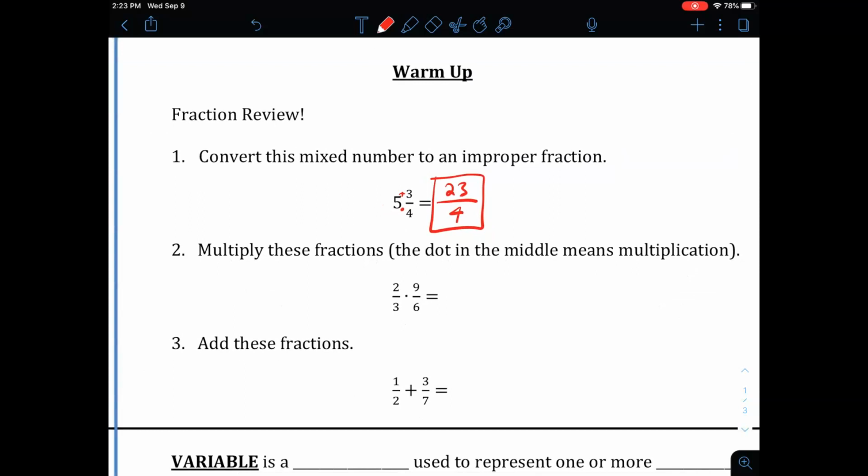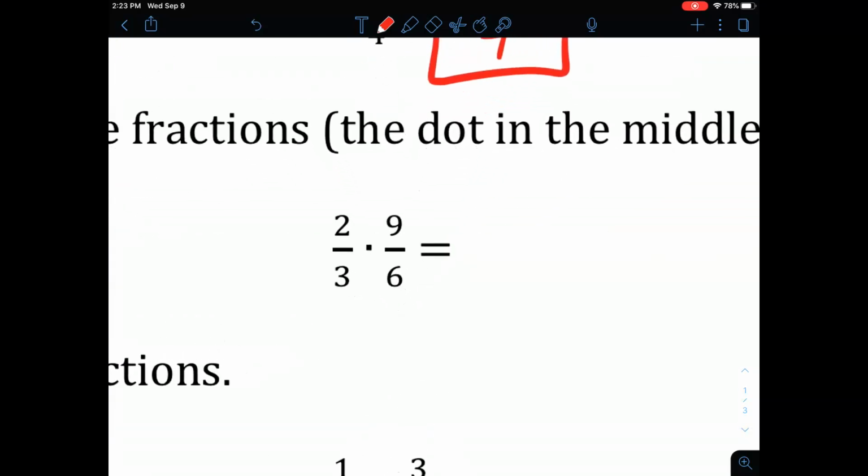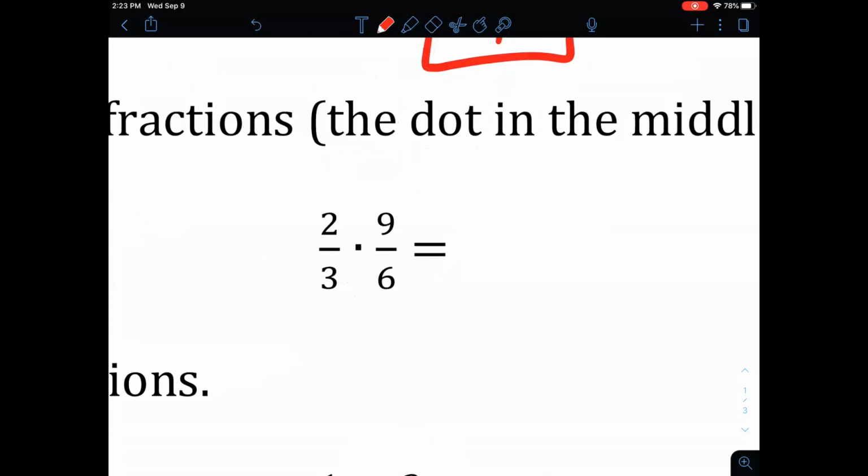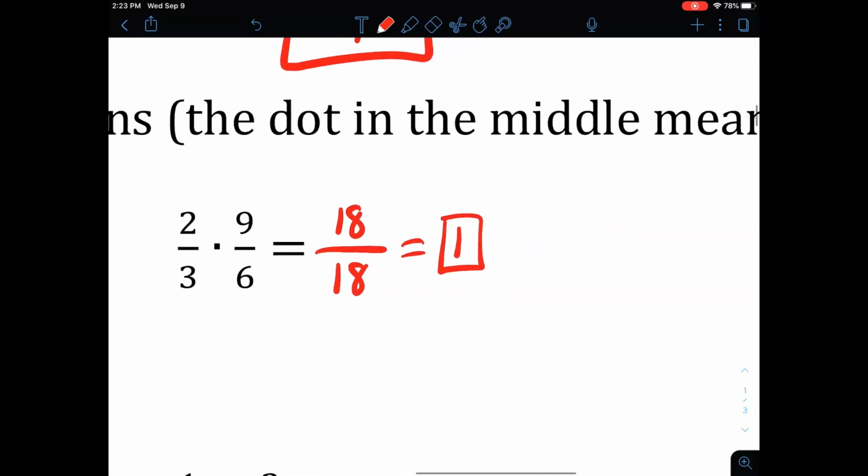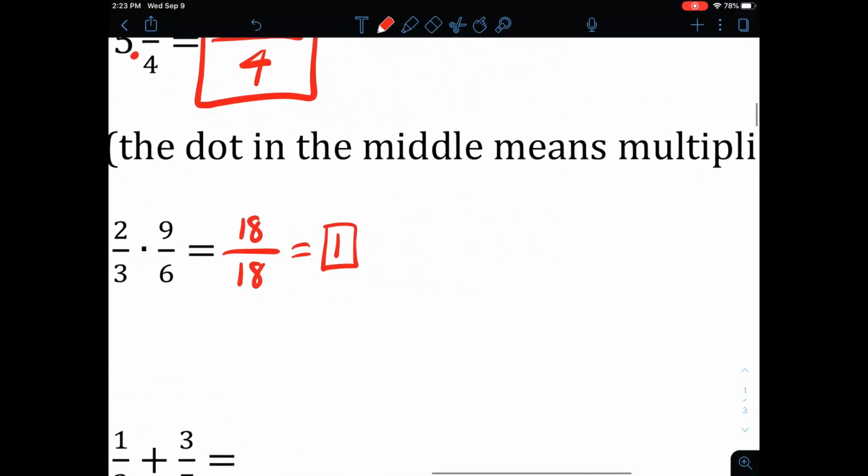All right, and then it's multiplying fractions. No big problem. Top times top over bottom times bottom. For this one, we can approach it a couple different ways. We can just multiply straight across. What's 2 times 9 going to be? That's going to be 18. And what's 3 times 6? That's also 18. What's 18 divided by 18 going to be? That's going to be 1.